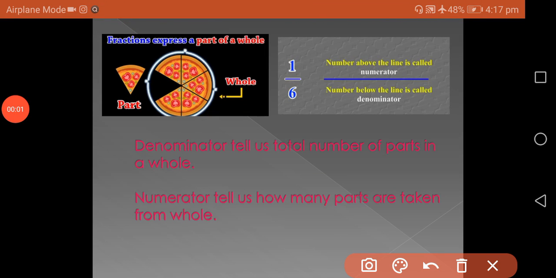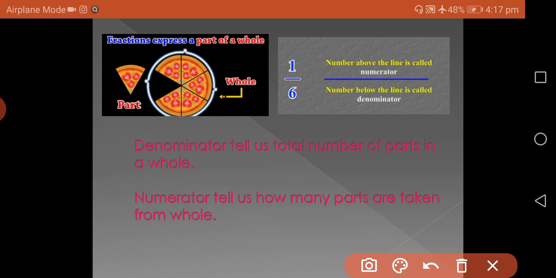Hello everyone, in our previous video we had learned fraction as a part of whole. In this video we are going to learn how to write fraction. So fraction is represented by numerator and denominator. So what is numerator and what is denominator?